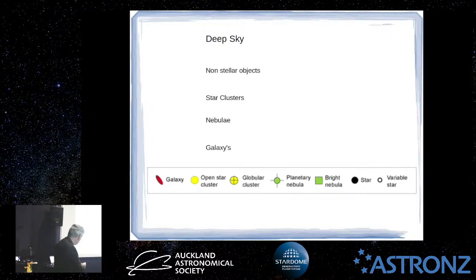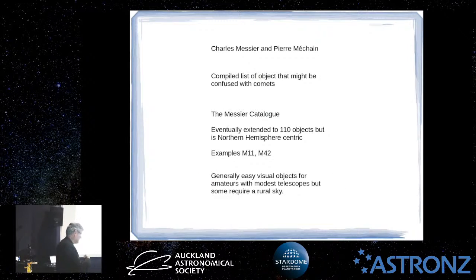A bright nebula, like the Orion Nebula for example, is a bright nebula. And they'll show just a dot for a star and an open symbol with a white inside for a variable star. This is really for printed charts, but most of the planetarium software follows a similar scheme. So when you're looking at your program, Stellarium, you can see the symbol, you say, oh yeah, that's a galaxy, and then you can zoom in on it.